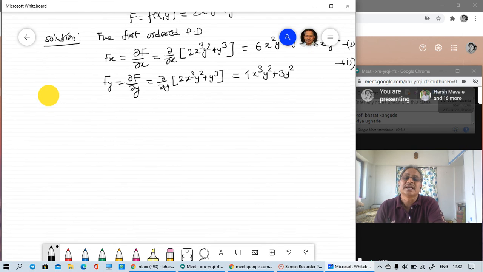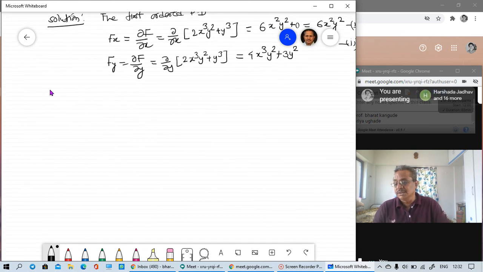Can you go for the second? The second ordered partial derivatives are, yes, please speak, yes, x cube y, yes, that y. Thank you for correcting me. This is raised to 1, not 2. So 4x cube y plus 3y square is the first order partial derivative of the given function with respect to y.